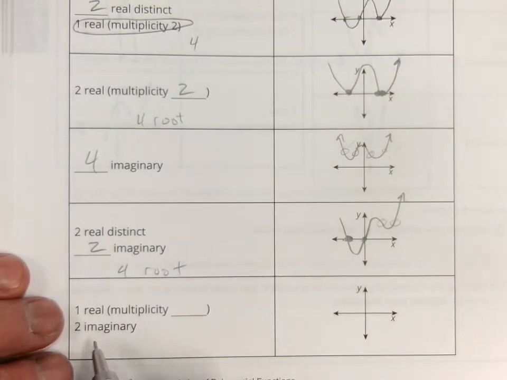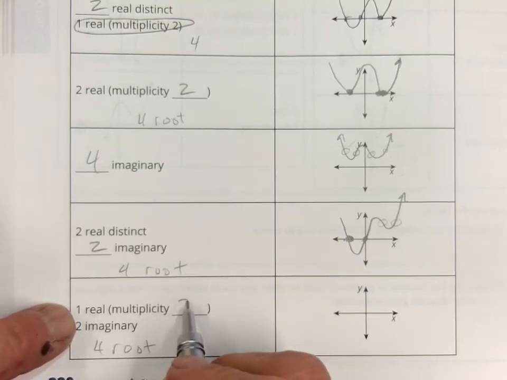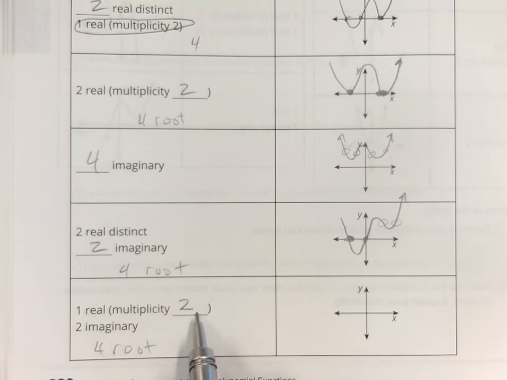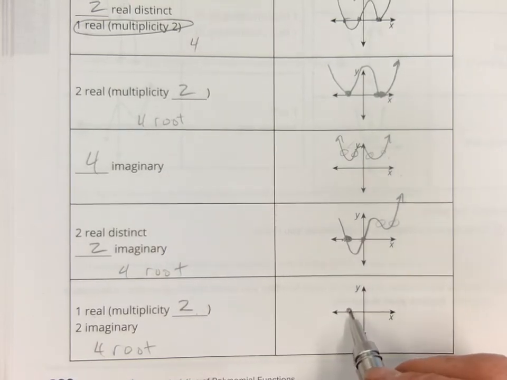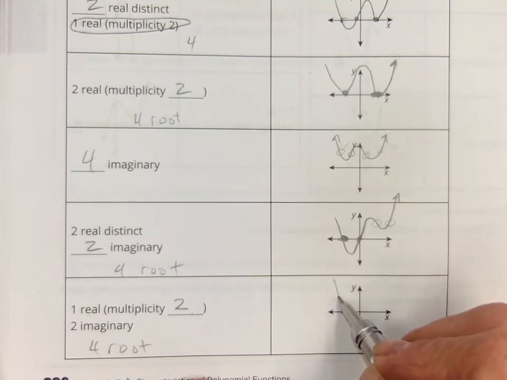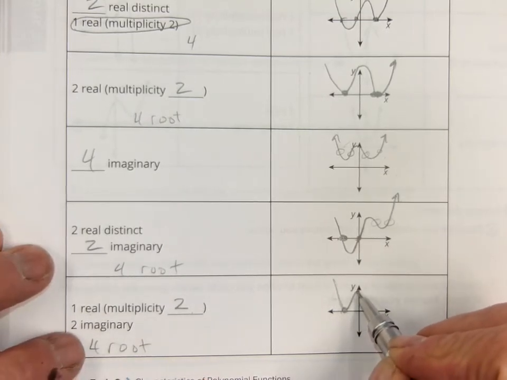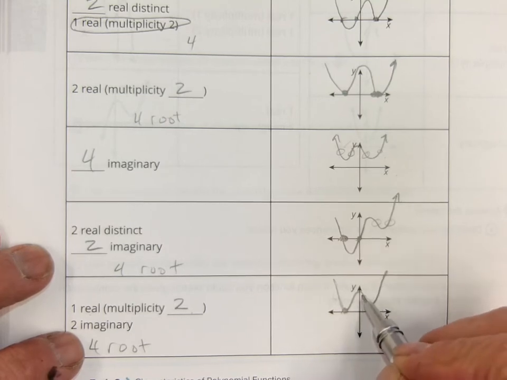Okay, remember there's 4 roots. So if I'm going to have one real, it's got to have a multiplicity of 2. So that's where it's the touch and go. So I'm going to have 1 here, but I'm going to hit it twice. I'm going to hit this point twice. So it's going to go through and hit that same point twice, goes through it, back up, and then I got to have a squiggle for my 2 imaginary like that. Those 2 would be my imaginary.